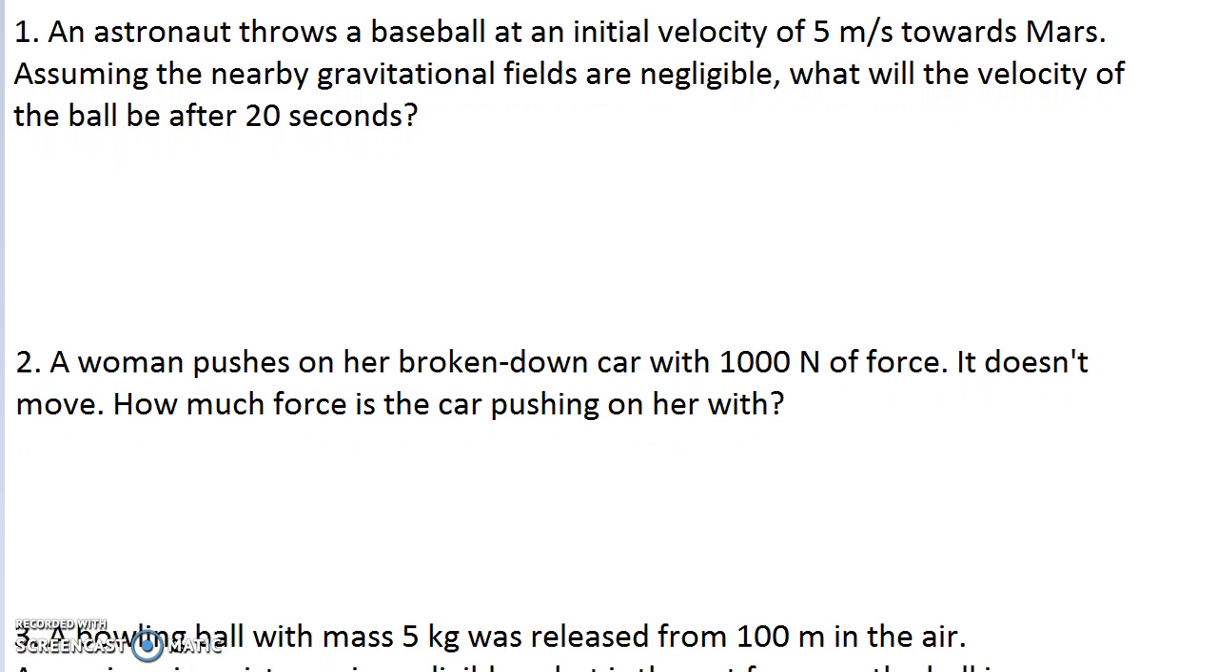1. An astronaut throws a baseball at an initial velocity of 5 meters per second towards Mars. Assuming the nearby gravitational fields are negligible, what will the velocity of the ball be after 20 seconds?